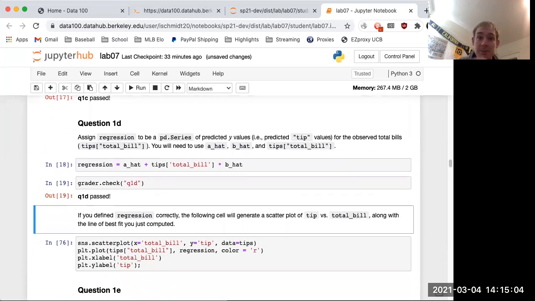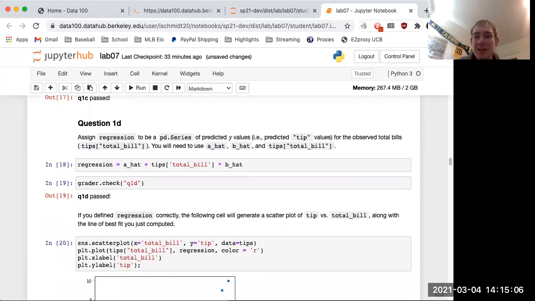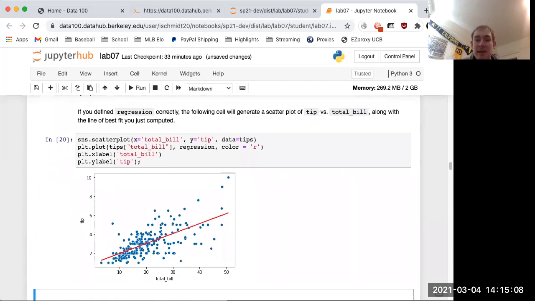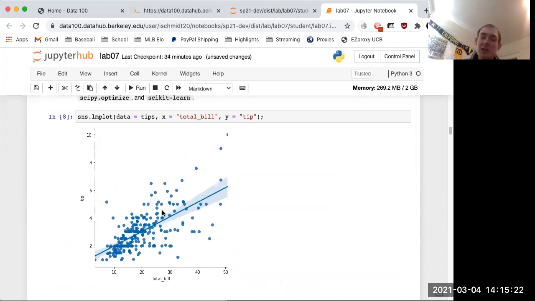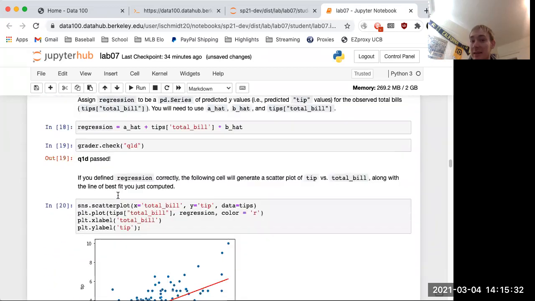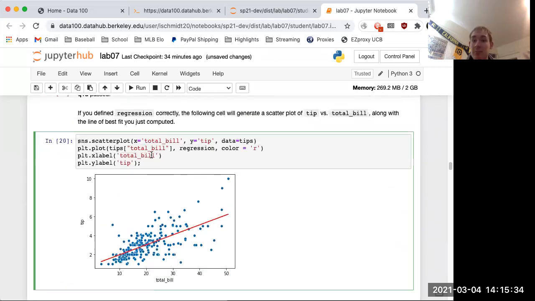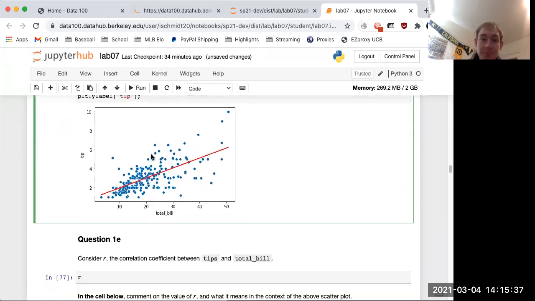Okay, pass, awesome. If you define it correctly, you'll see a scatter plot, and here's a scatter plot. So we have total bill on the x-axis and tip on the y-axis, just like above. And you can see in red, we have the regression line. It's the exact same regression line that we see above. It looks a little bit different here because the scale is a little bit different, the color is different, obviously, the points are bigger, but it's still the same data and the same exact line. And there you go. That's really all there is to it.